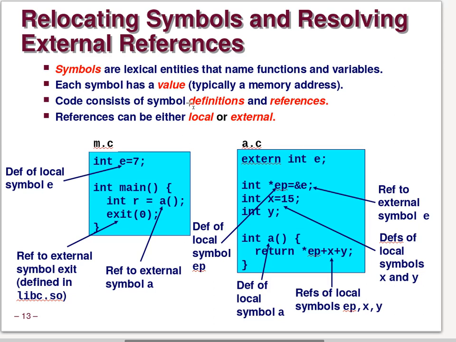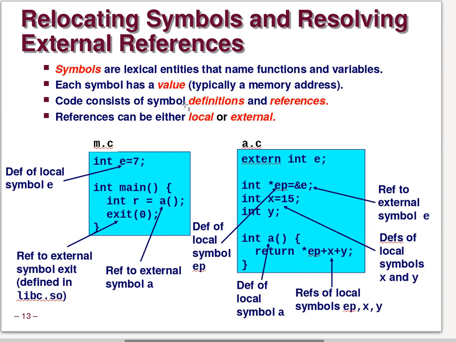So symbols are lexical entities. We haven't talked about compilers, but just know that a symbol is some type of variable or function name. And each symbol has to have a value, typically a memory address. And code consists of definitions and references.